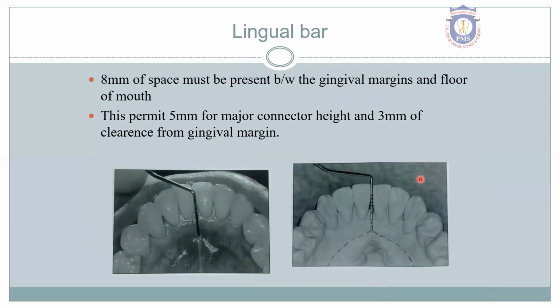So what is the requirement of this bar? That is, what is the condition in which we can give a lingual bar? First and foremost, we need to have about 8 mm of space between the pre-gingival margin and the floor of the mouth. Then only there will be a 3 mm clearance from the gingival margin, and the major connector can have about 5 mm of height, which is required for rigidity, for the lingual bar mandibular major connector.